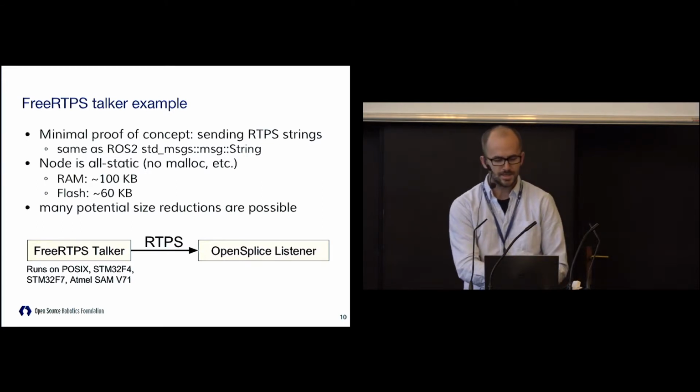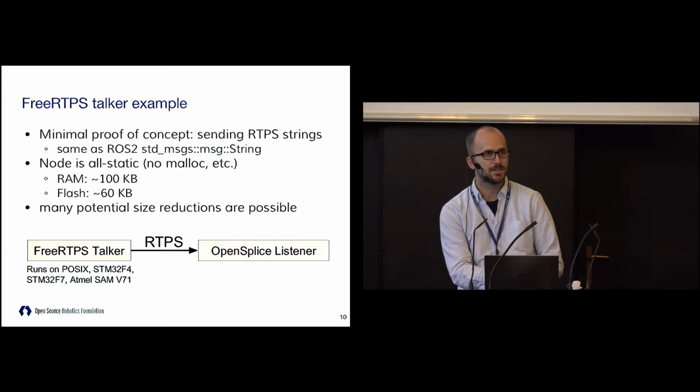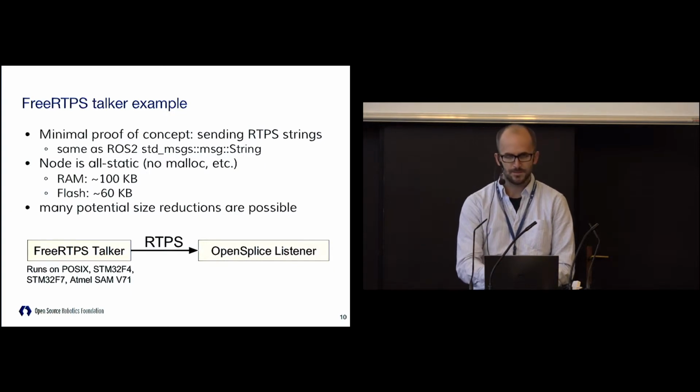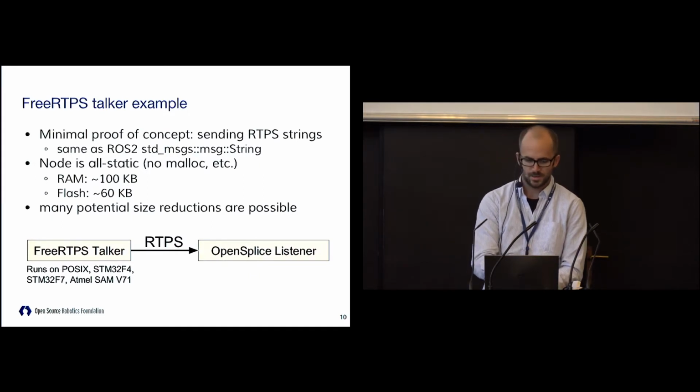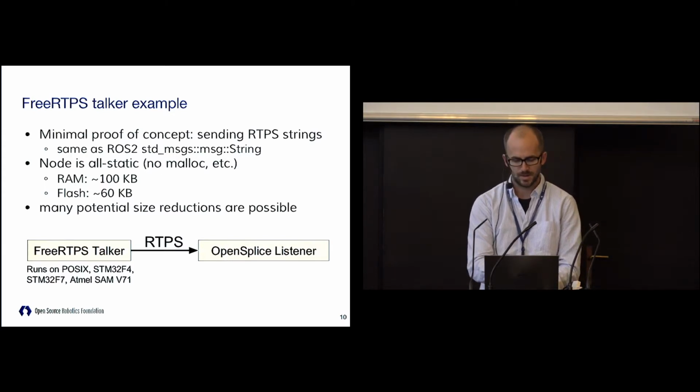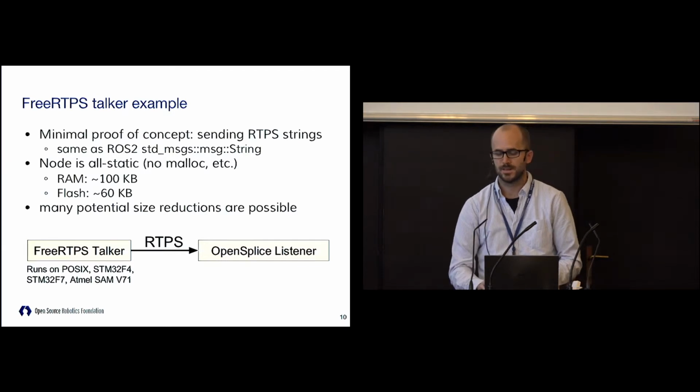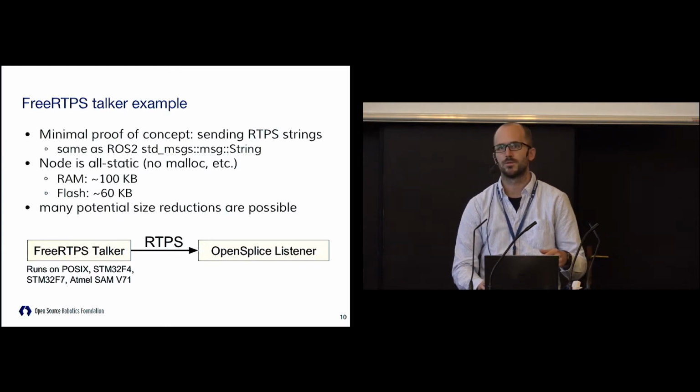And so this currently takes 100 kilobytes of RAM to run and about 60K of flash. But there's lots of ways we can improve that in the future. This is just the first proof of concept, and we can certainly optimize that later. But that cartoon at the bottom there just shows we have this talker node, which is running either on your POSIX host or on a microcontroller, just bare metal microcontroller, blasting RTPS network packets at an OpenSplice listener, which would then eventually bubble up into the ROS2 space on top.